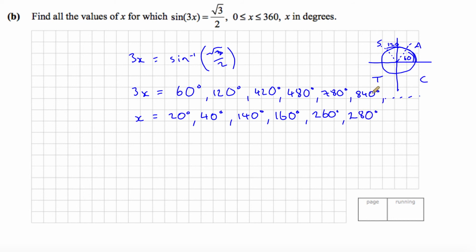And we better go one more up here on top. If I added 360 to 780, that would be 1140 degrees. So that was another value we could have got. And 1140 divided by 3 is 380 degrees. So that's gone beyond the 360 threshold. So there's all my values of x: 20, 40, 140, 160, 260 and 280. They're all the values within the given domain. And that's the end of part B and the end of question 5.